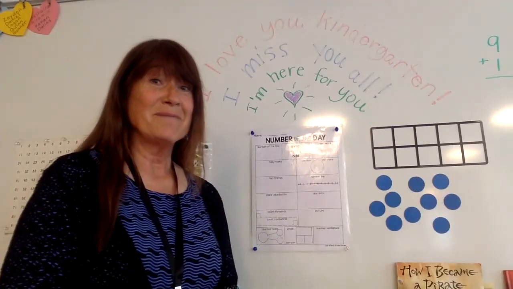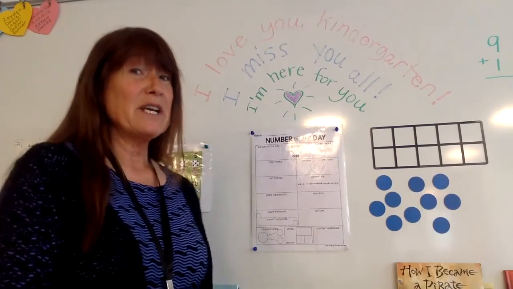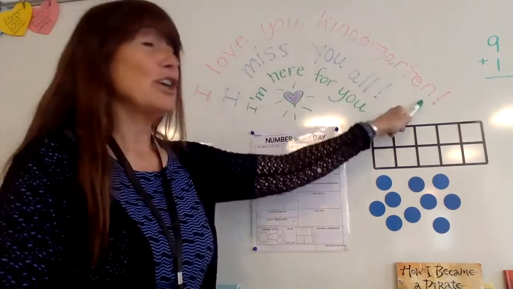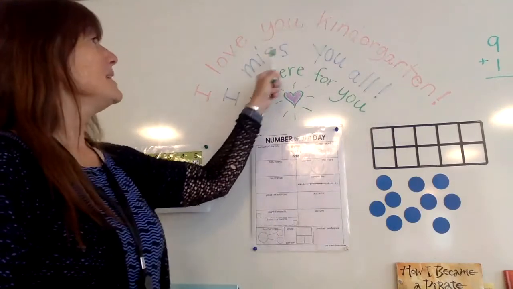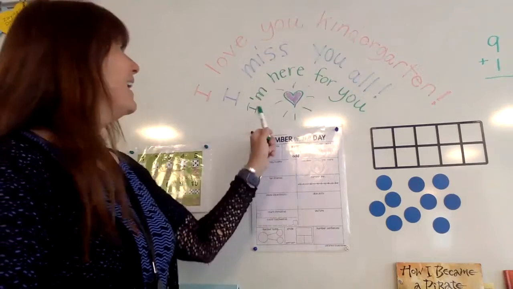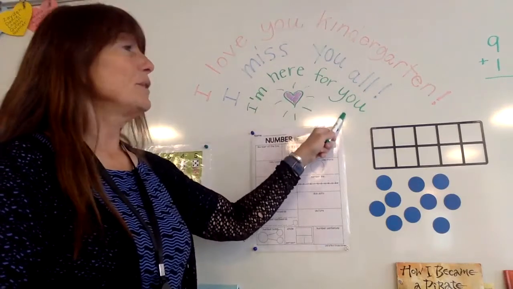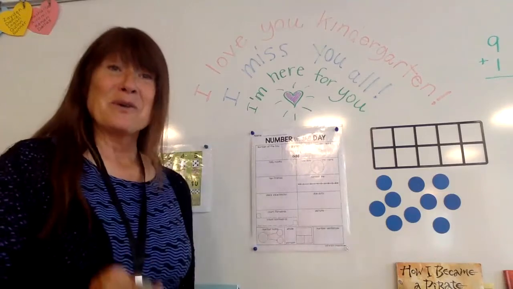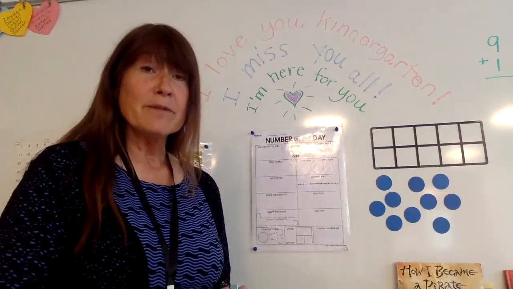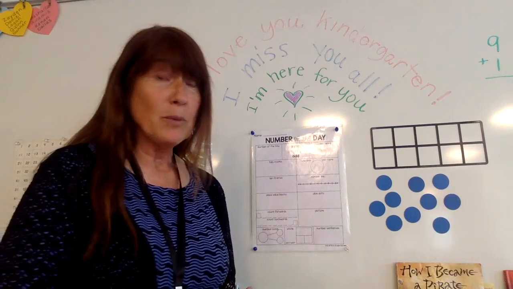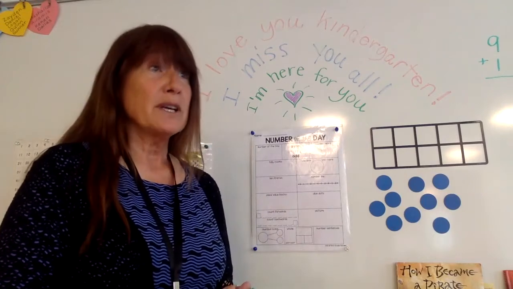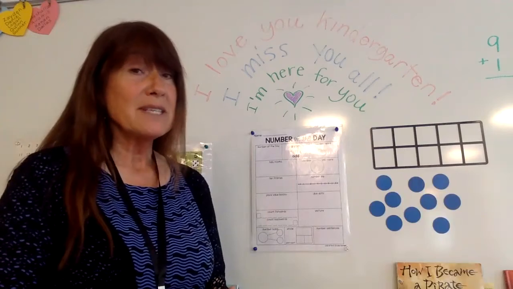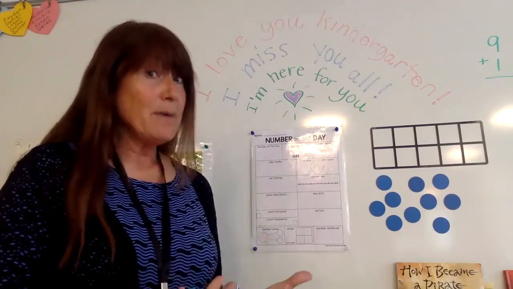Good morning, kindergarten. We're going to start today reading a message I wrote to you. I love you, kindergarten. I miss you all. I'm here for you. And there's my heart bursting. So remember that I am always here for you. If you need help with any of the homework I send home, you can always call me or text me or have your parents Facebook message me. But I am here for you.